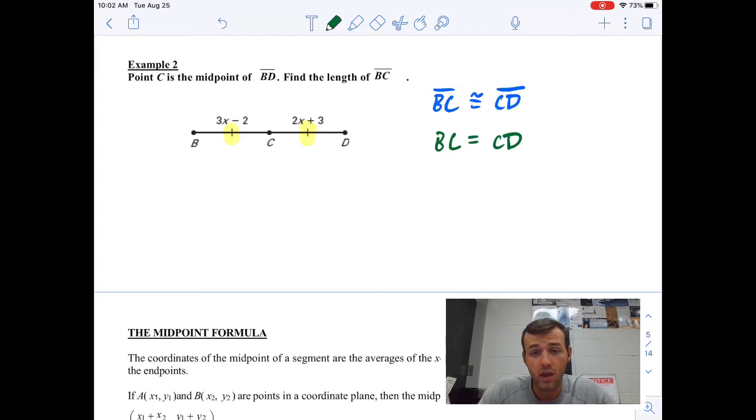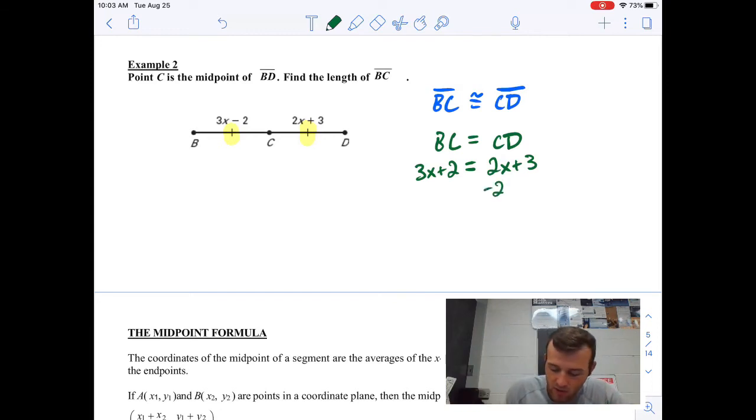So they are equal, and we know we have values for them. So for example, BC, over here I see it's 3x plus 2. In CD, they tell me it's 2x plus 3. And from here, it's algebra. I can solve this to find x. So I'm going to take away 2x from both sides, and at the same time, I'm going to take away 2 from both sides. So I have the 2x's canceling out, the 2's cancel out. I'm left with x equals 1.